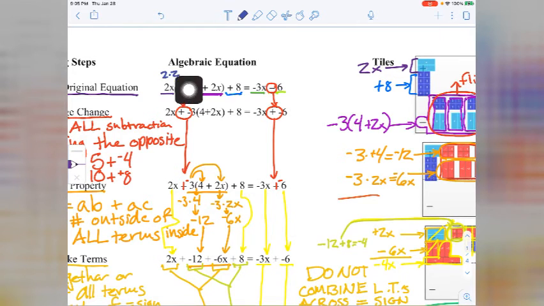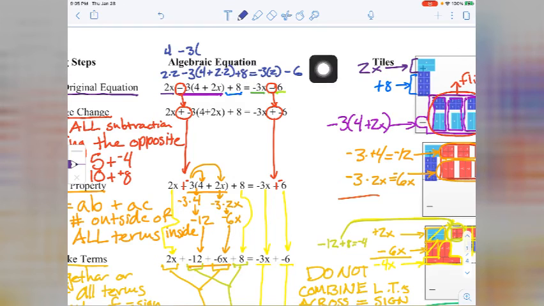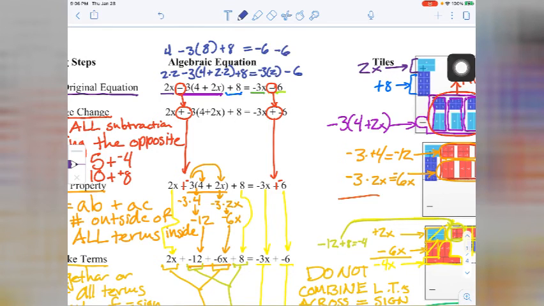So if I was to go back all the way up here and plug in 2, if I trade out the x and say all of the x's are 2, this side is going to equal this side. So if I did 2 times 2 minus 3 times 4 plus 2 times 2 plus 8, that should equal -3 times 2 minus 6. And then I could go ahead and figure that out. 4 minus 3 times, let's see, 2 times 2 is 4, plus 4 more is 8. So minus 3 times 8 plus 8 equals negative 3 times 2 is negative 6, minus 6 more.